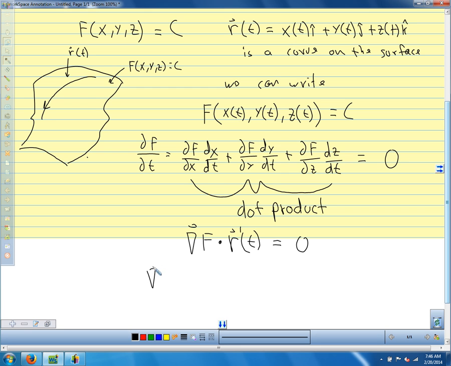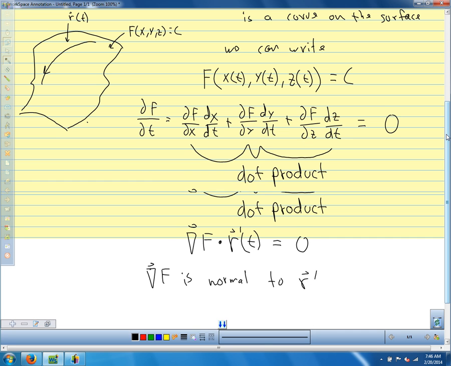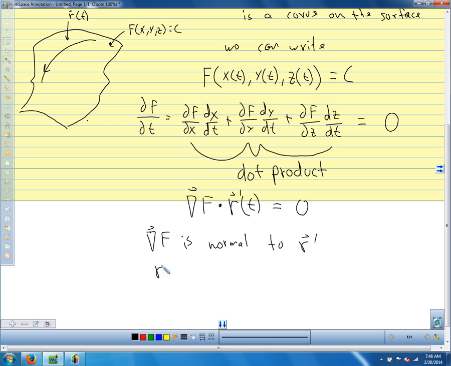So let's write down what we came up with. Del f is normal to r prime, and r is arbitrary. So del f is normal to the surface.